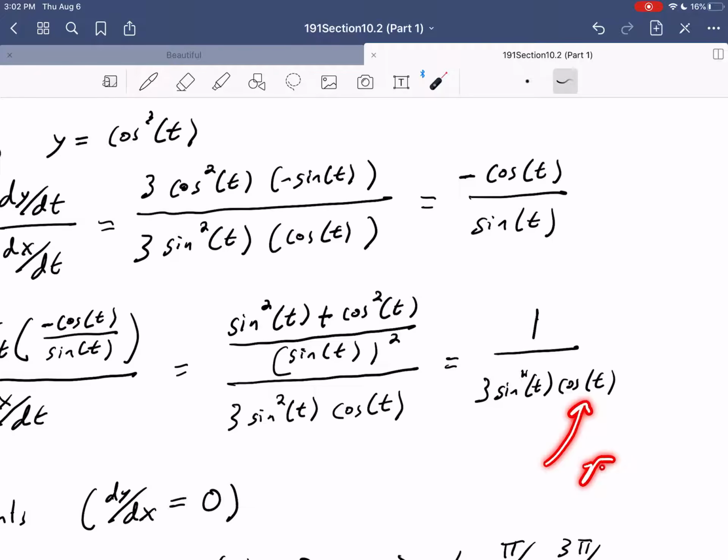this right here would be root 2 over 2. This would be root 2 over 2 to the fourth. The main thing though is it would be positive. So that would mean it has positive concavity.